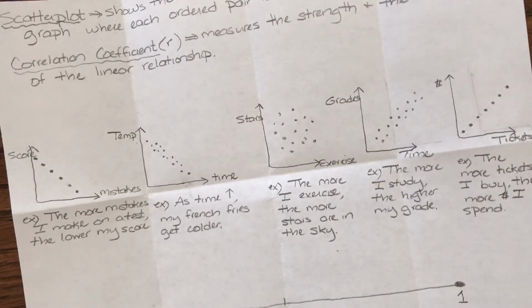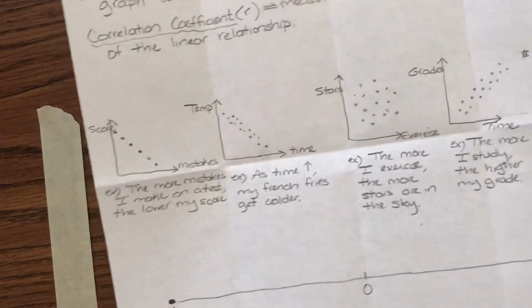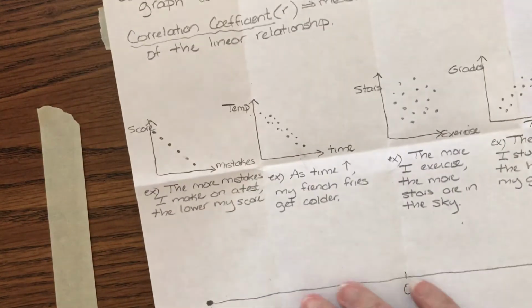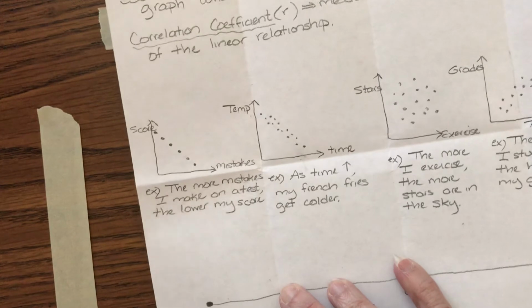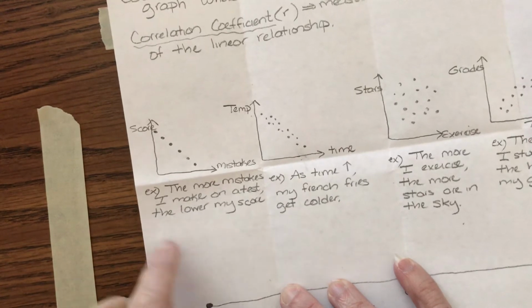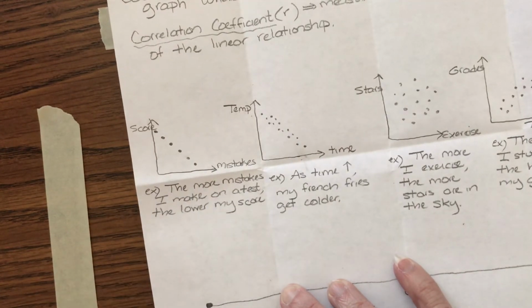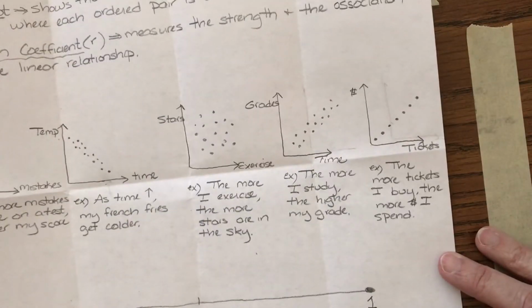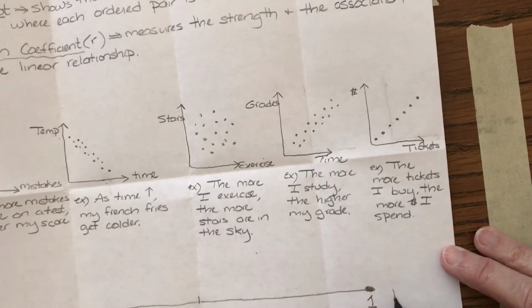Okay. If you have a -1 for your correlation coefficient, it is perfectly linear, just like the example up here was. If you have a +1 up here, also perfectly linear.